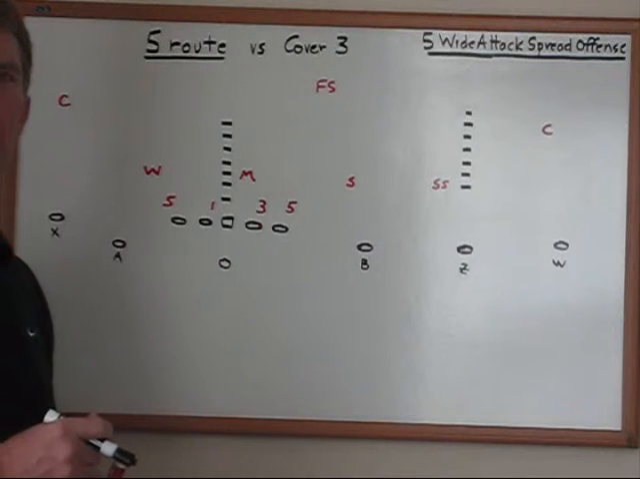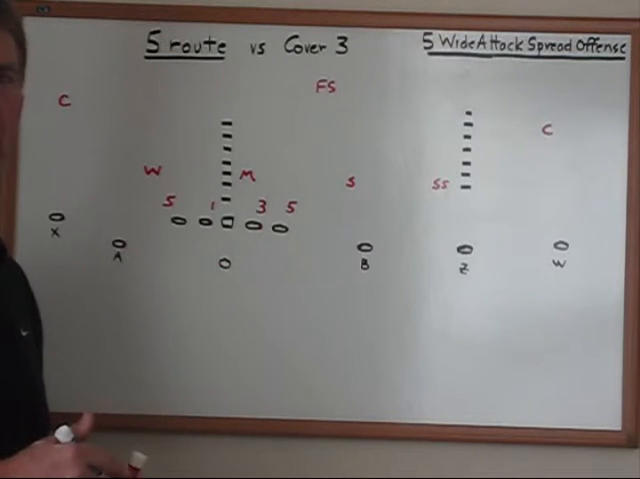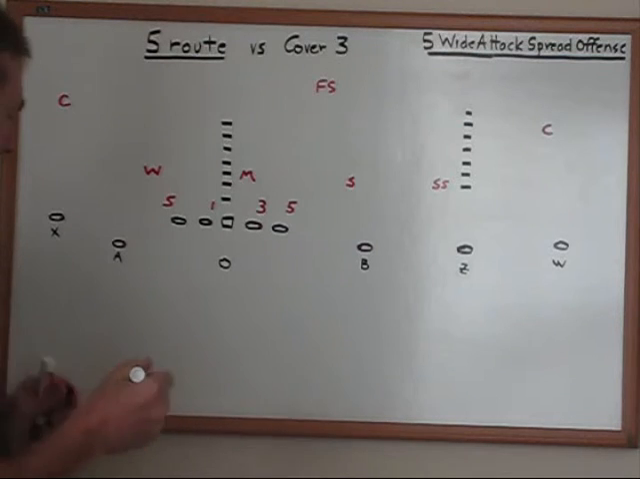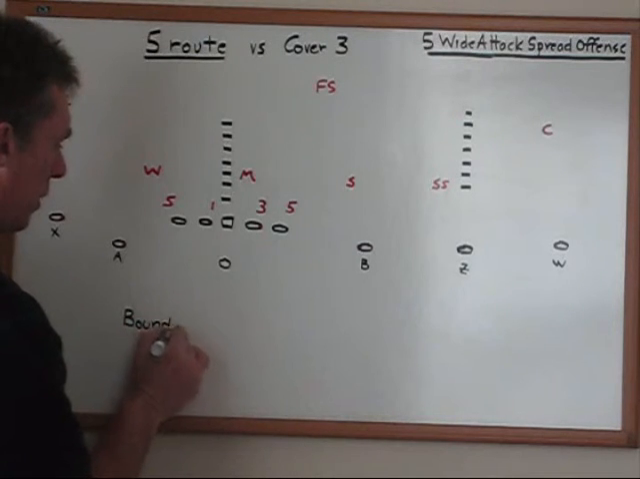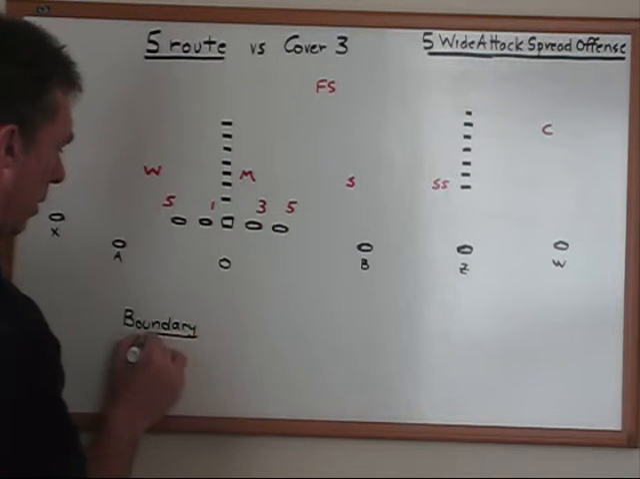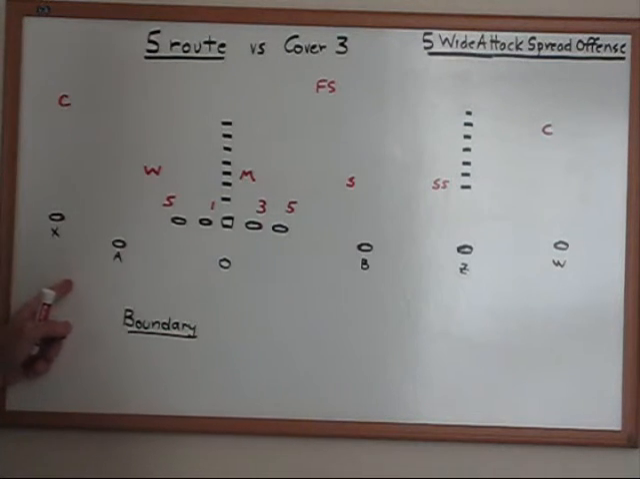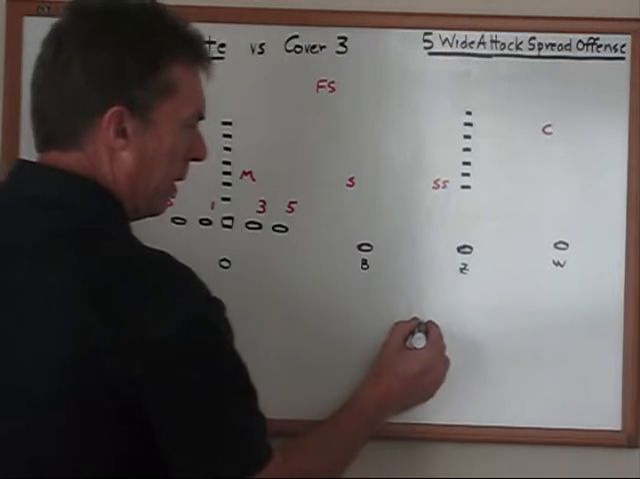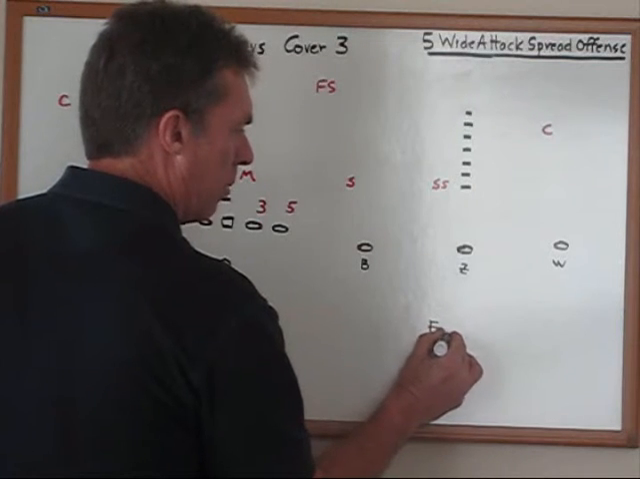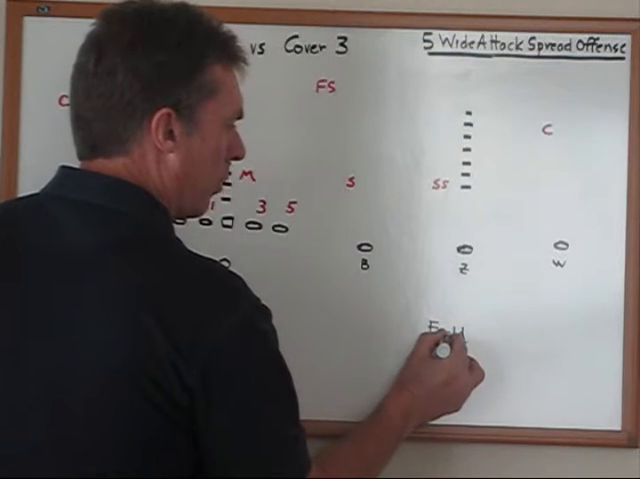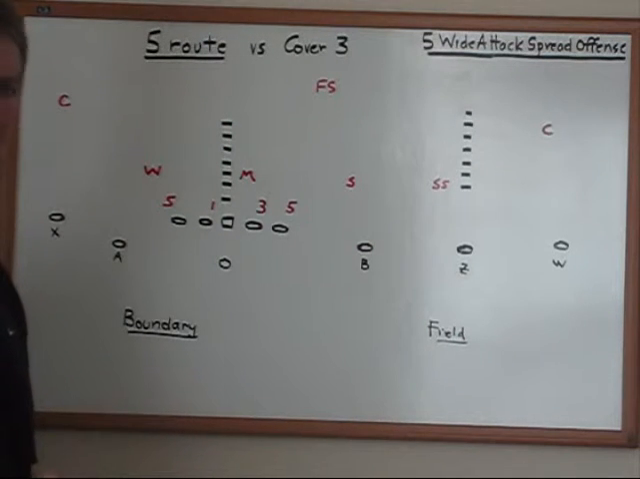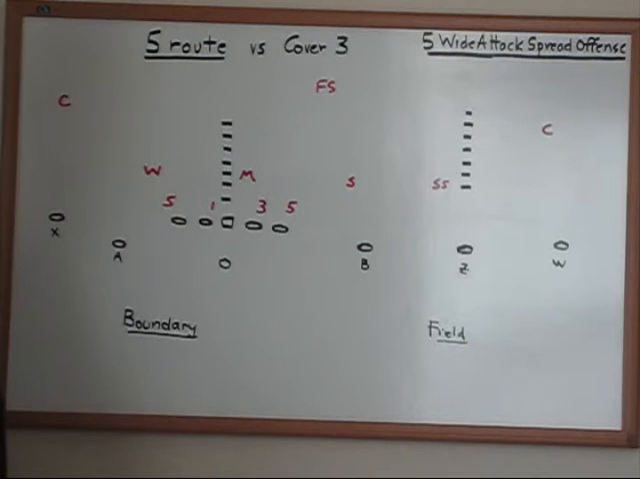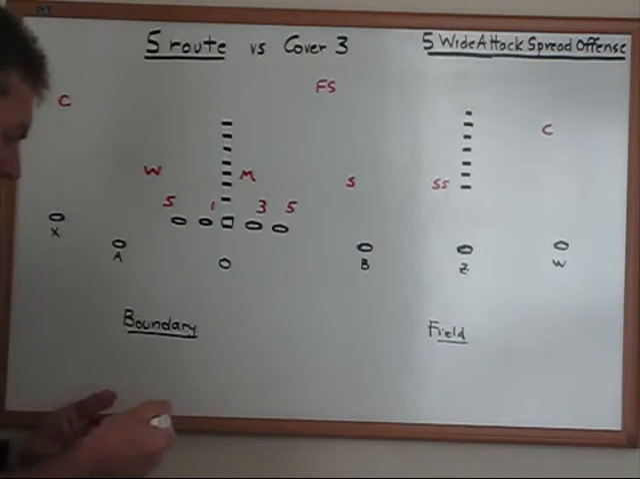We're going to talk now about the 5 route and the 5 wide attack offense. And we'll start with the boundary. One of the general rules is if we can throw a short route into the boundary, we're going to try to do that because we know it's a high percentage throw. It's the shortest throw for the quarterback, and it keeps those principles of that West Coast passing that we have, which is to throw short, precise timing routes.